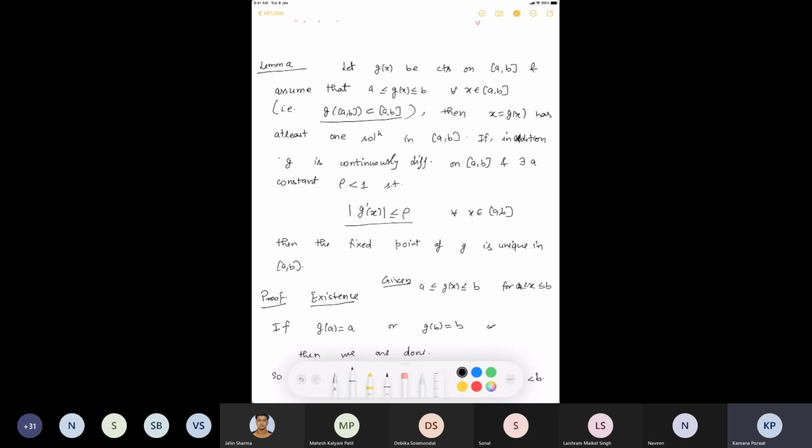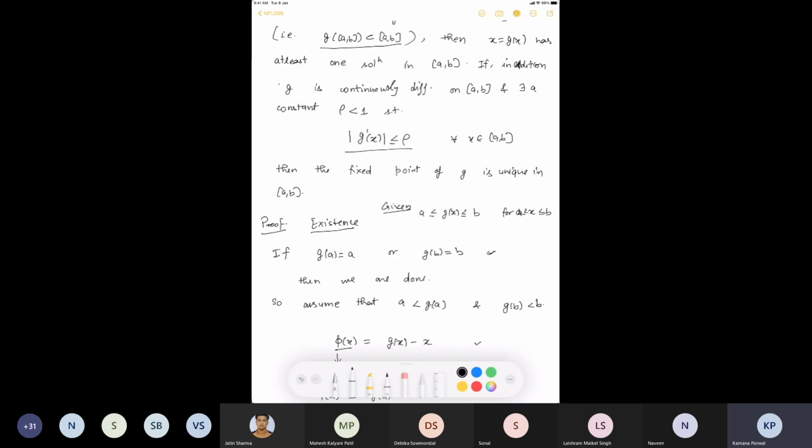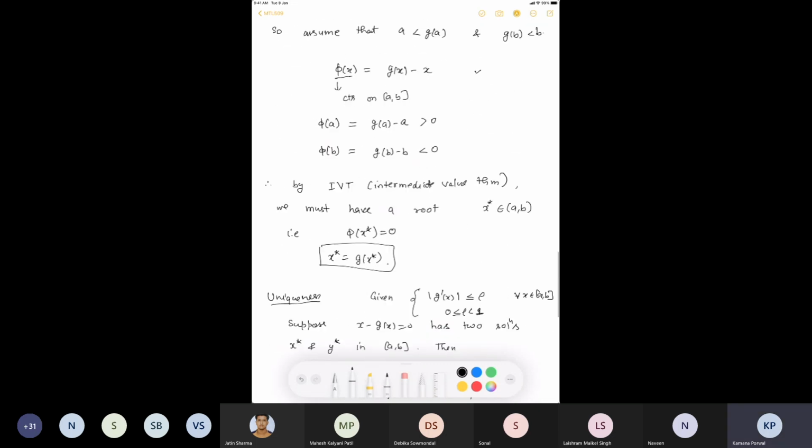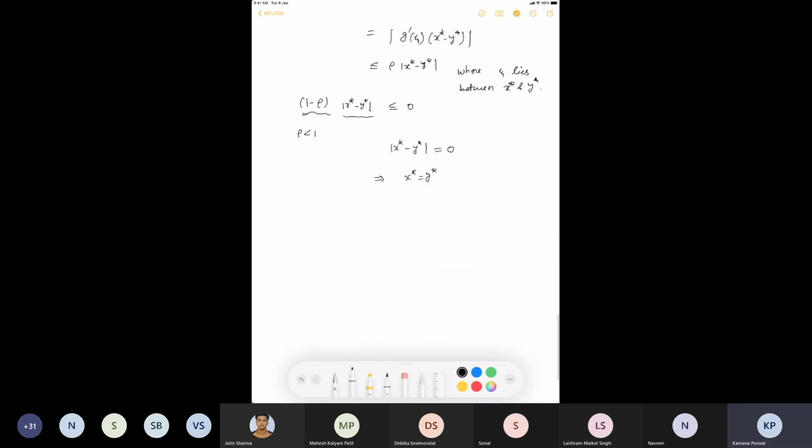So what conditions do we require on G to have the existence and uniqueness of the fixed point? That it should take the interval AB to AB, and its derivative should be bounded by some quantity which is strictly less than 1. Right? So we will try to rephrase these conditions again.